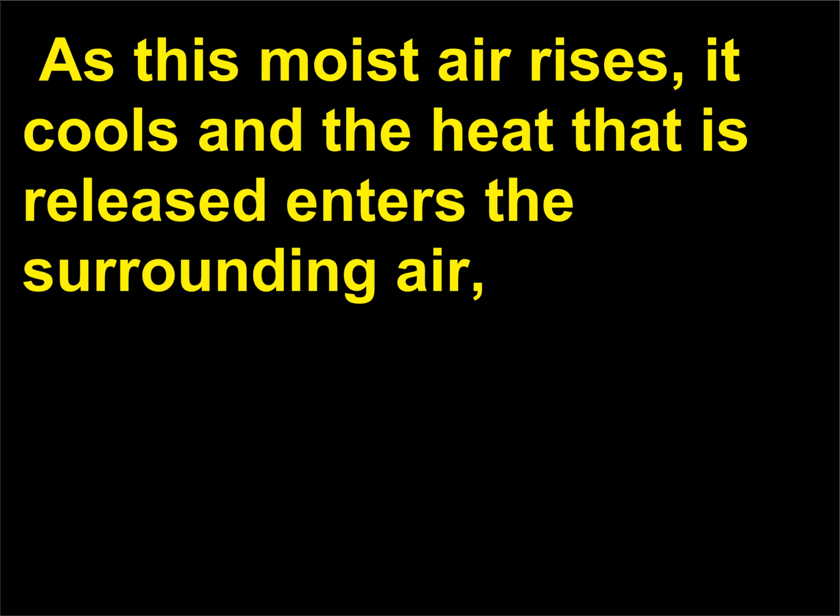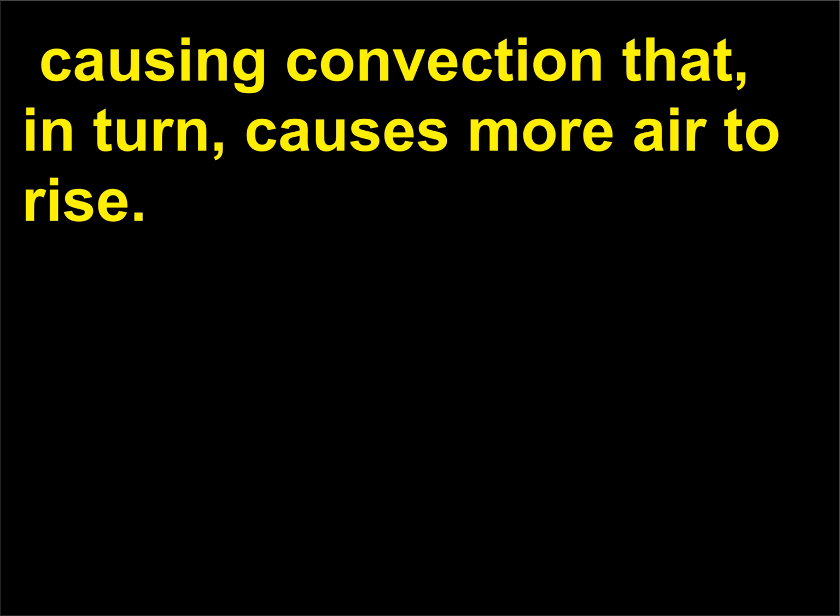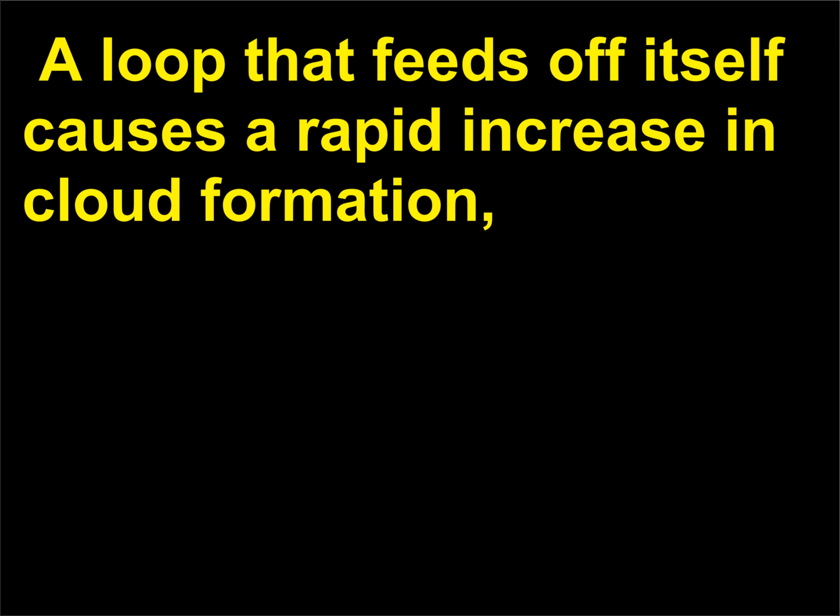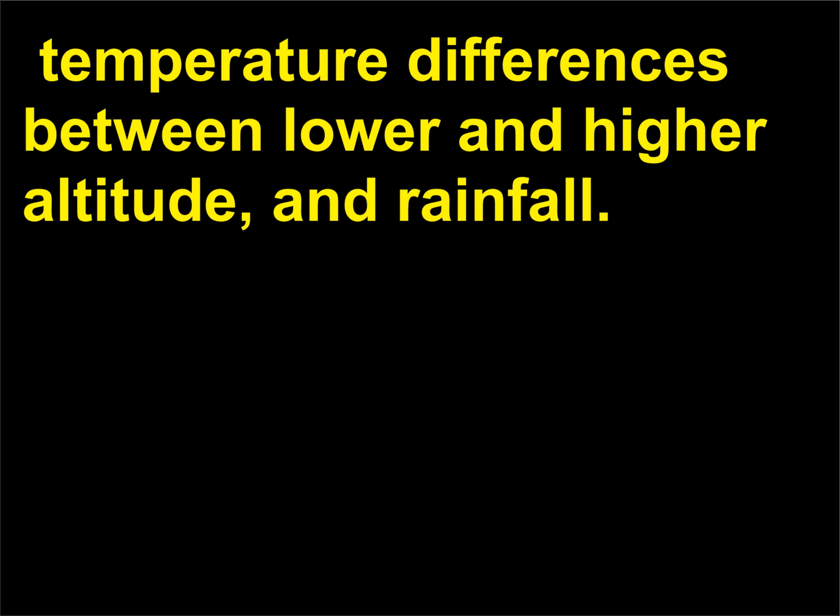As this moist air rises, it cools and the heat that is released enters the surrounding air, causing convection that, in turn, causes more air to rise. A loop that feeds off itself causes a rapid increase in cloud formation, temperature differences between lower and higher altitude, and rainfall.